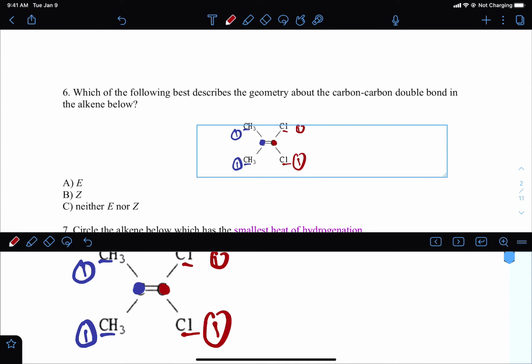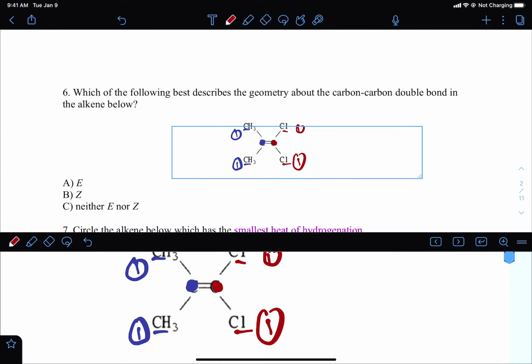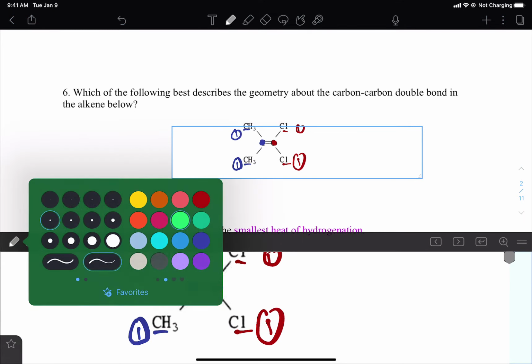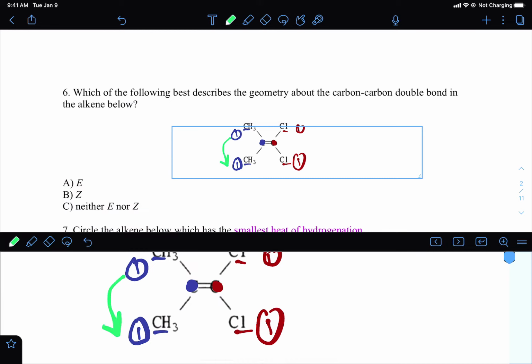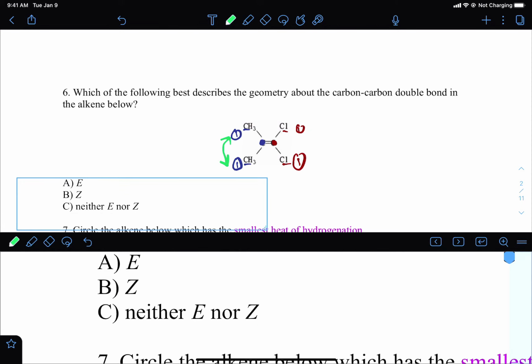When you have a situation like this where you hopefully identify that you've got equal groups, and so you don't have cis and trans isomerism, you can't have E or Z geometry either. Those are equal in priority on one carbon.